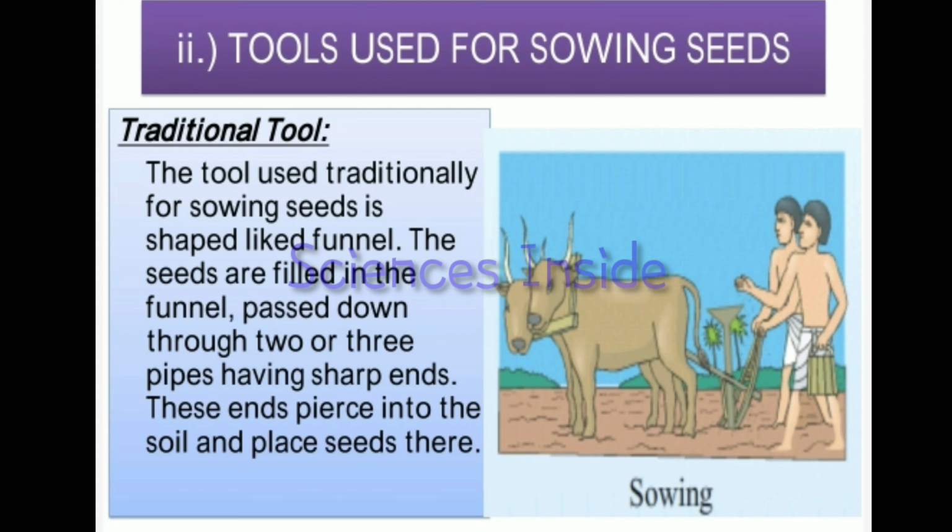First is broadcasting. The tool used traditionally for sowing seeds is shaped like a funnel. The seeds are filled in the funnel and passed down through 2 or 3 pipes having sharp ends. These ends pierce into the soil and place seeds there. Broadcasting involves the scattering of seeds by hand. This has two disadvantages. The seeds are not evenly distributed and they lie too close to the surface. Even though seeds can be covered with soil, the problem of uneven spacing remains there.